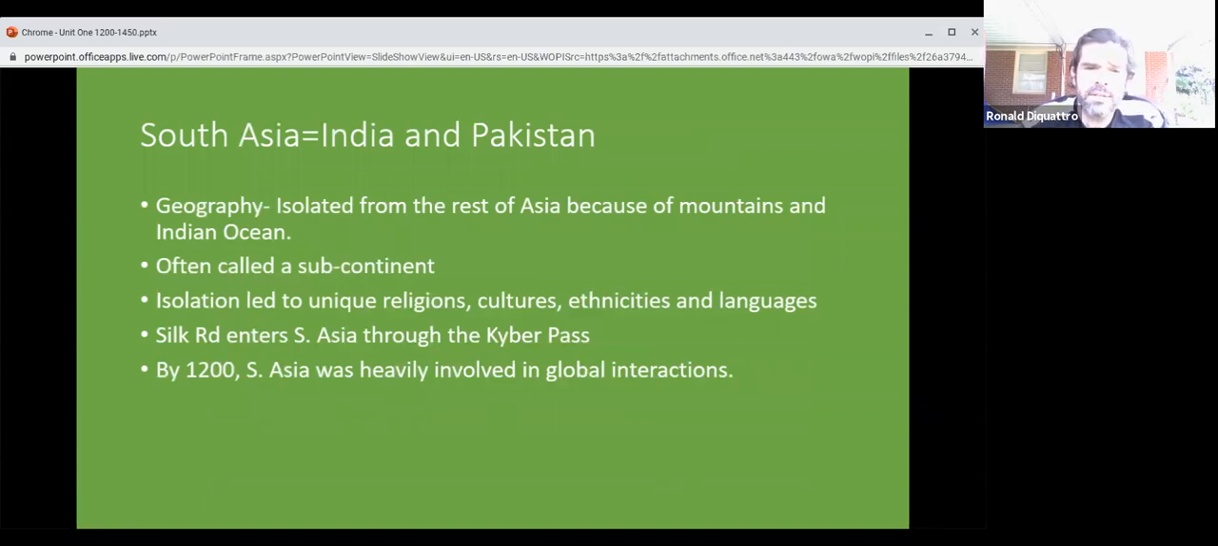Because South Asia is so cut off from the rest of the world, it is frequently referred to as being a subcontinent. And because it was so cut off for so long, it leads to unique traits in South Asia that you won't see anywhere else in the world. You'll see two very unique and important religions come out of South Asia. You'll see unique cultures, unique ethnicities, and unique languages.